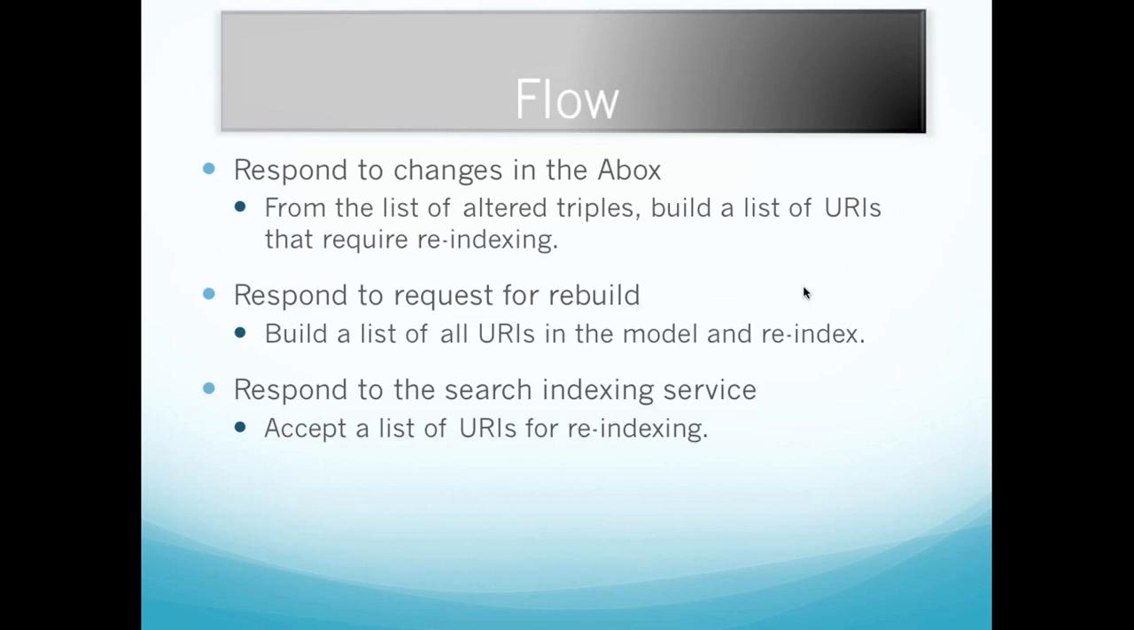So changes in the ABox, again, I'm going to get a list of statements or triples that have changed. I'm going to, from that, build a list of URIs and say those are individuals that need to be re-indexed. For the rebuild, I'm going to create a list of all URIs in the entire model and say that's the list of records that need to be rebuilt. For the search indexing service, I'm just going to get a list of URIs from the user, and say, all right, this is my list.